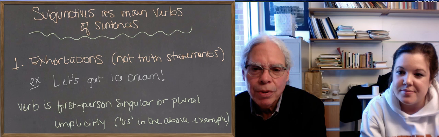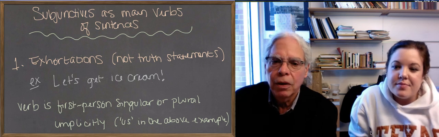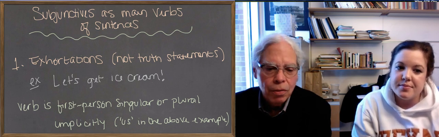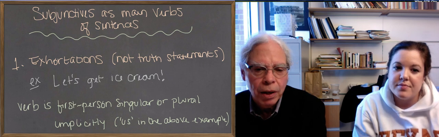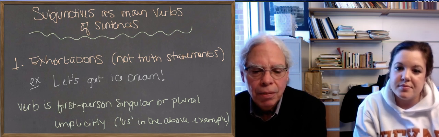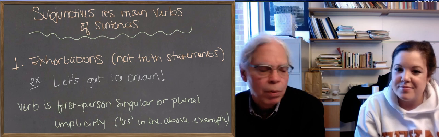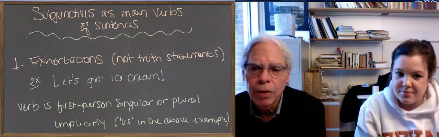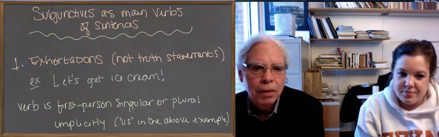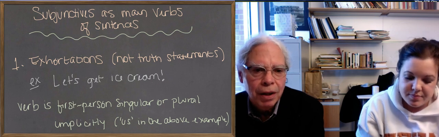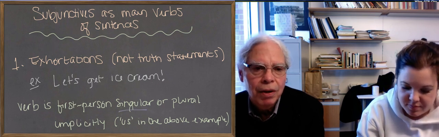When you exhort somebody to do something, and in this case, it's you, the speaker, and someone else, okay? Or it can just be you yourself, okay? In other words, the verb is going to be first person singular or plural in the subjunctive. It's let's get ice cream, okay? Let us get ice cream is what's going on there.